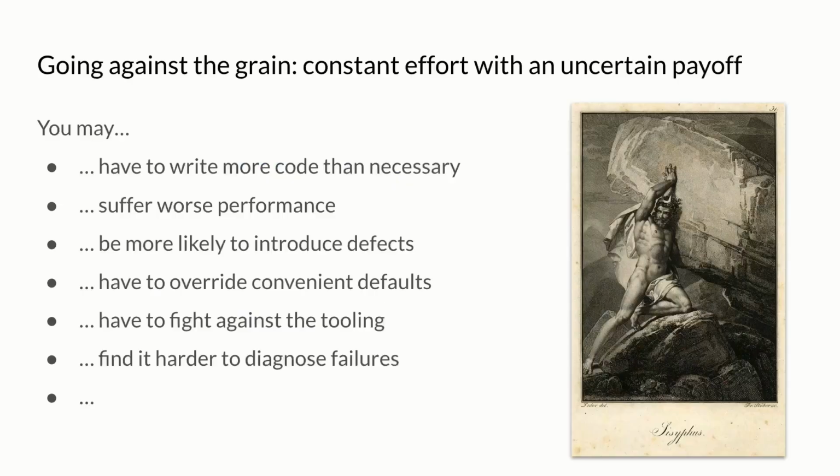So if we work with the grain of a language, what we find is that work is easier and we produce better systems faster. And by better systems, I mean more reliable, more performant, easier to change. If we work against the grain, we add to our workload, we introduce risks, and we do so for an uncertain payoff.